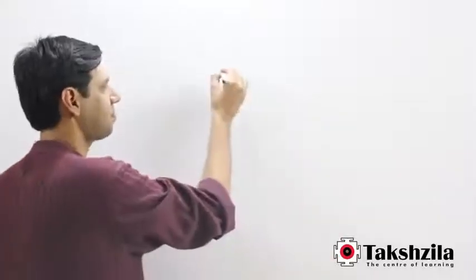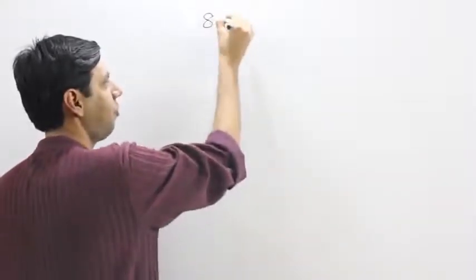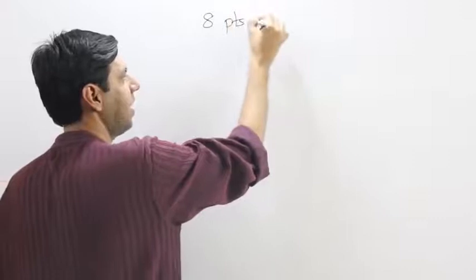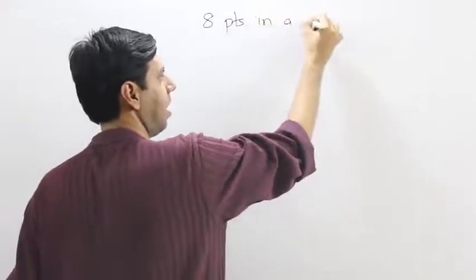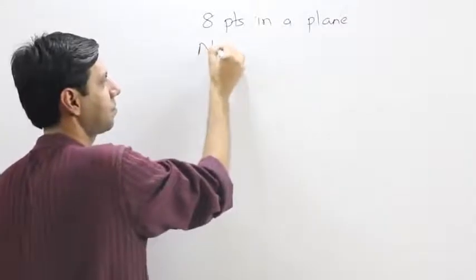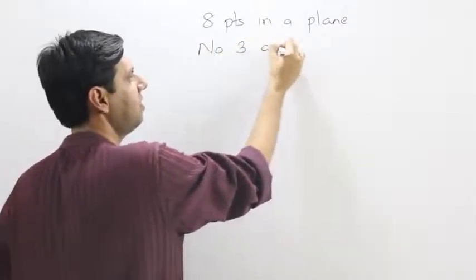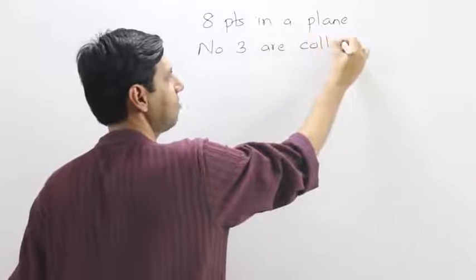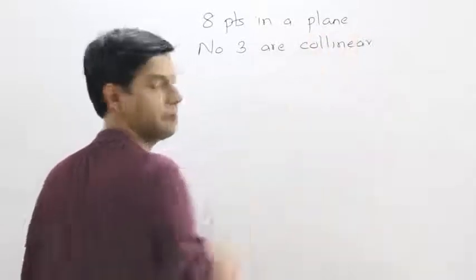We will consider questions where it's difficult to identify that they are based upon combination. One of the standard questions is, there are, let's say, 8 points in a plane and no 3 are collinear. Collinear means they would be lying on the same line. So no 3 are collinear.